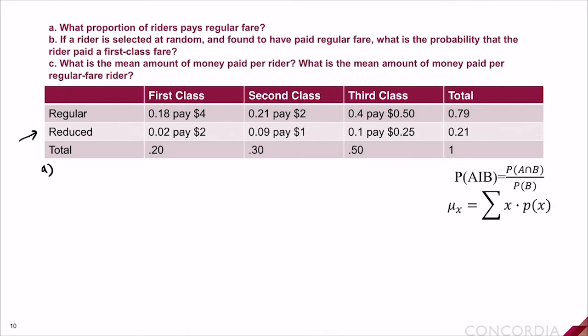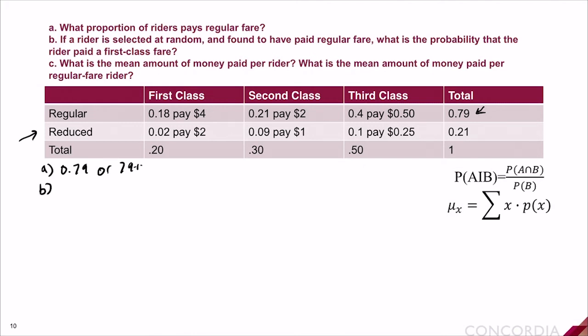A. What proportion of riders pays regular fare? Since we've already completed the table, all we have to do is recopy the regular total answer of 0.79 or 79%, meaning that 79% of all riders pay regular fare.